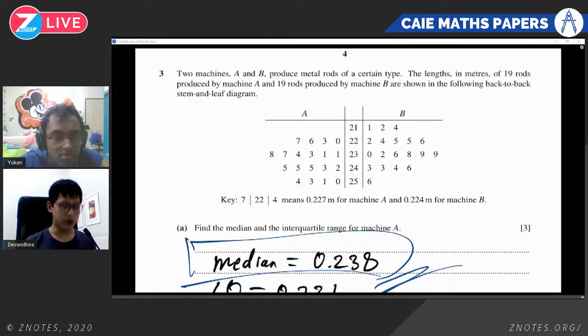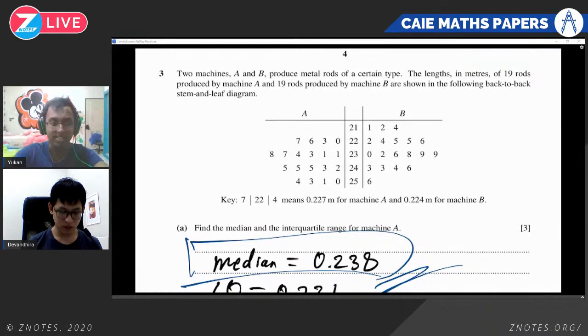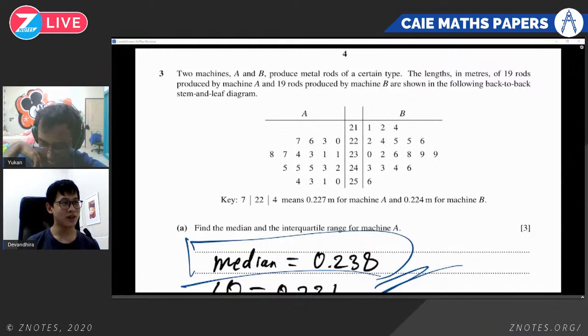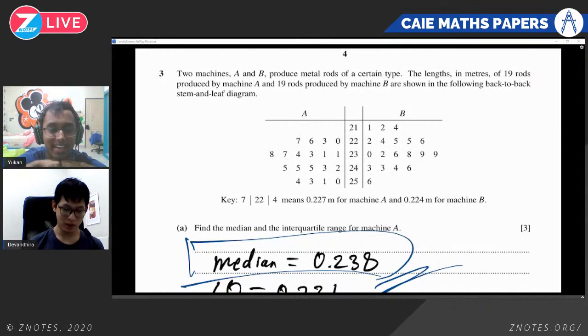So how do we find the median, Eugen? It's the middle value of an organized set. So you'd have to go 19 rods, and find the average between the ninth and 10th rod. Are you sure it's 9 and 10? Isn't it just 19 plus 1 divided by 2? Right, so if it's an odd number of values, you have to find the 10th value.